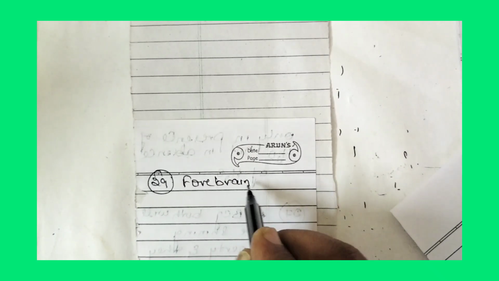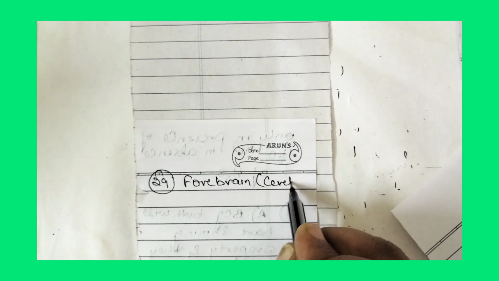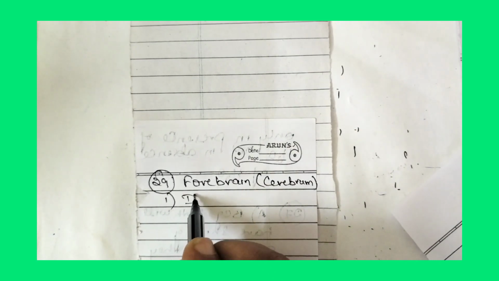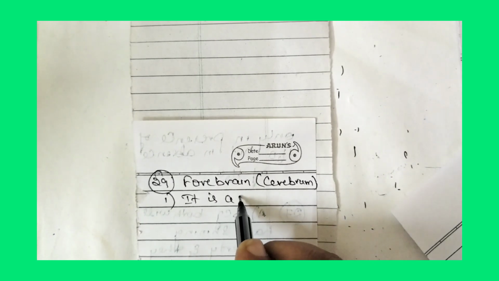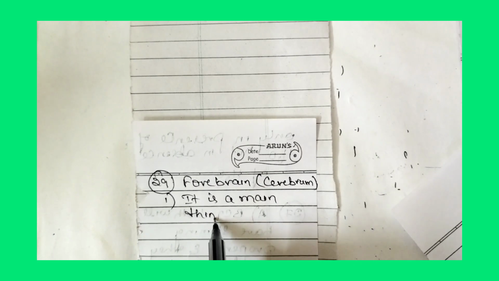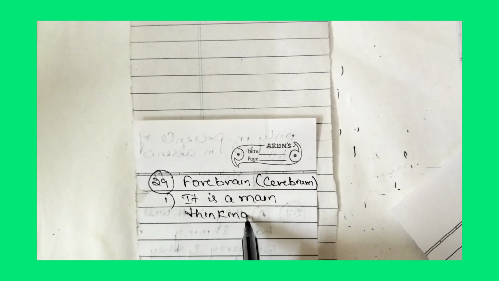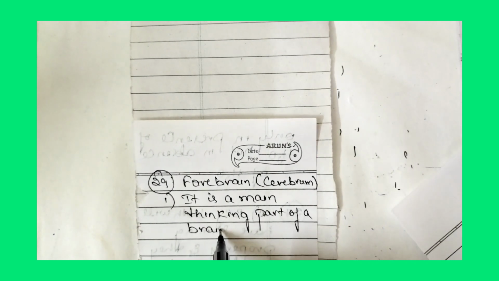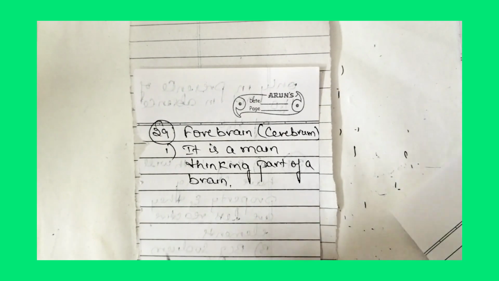Forebrain ಅಂದ್ರೆ it is cerebrum. So first point ಗೆ ಬರೋಣ. It is a main thinking part of a brain. ಇದು ಫಸ್ಟ್ನೇ ಫಂಕ್ಷನ್. ಇನ್ನು ಎರಡನೇ ಫಂಕ್ಷನ್ಗೆ ಬರೋಣ.